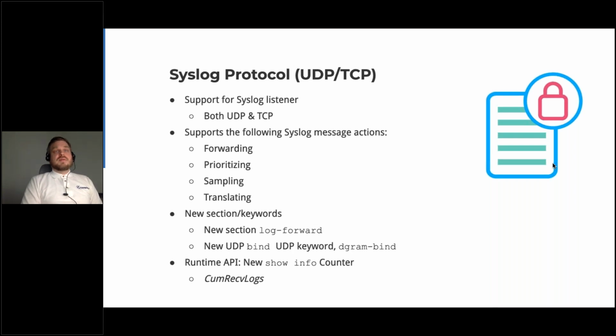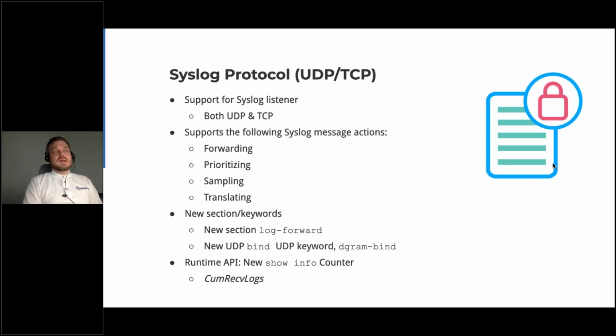Sampling allows you to forward 1 out of every 10 syslog messages to your backend syslog servers. Keep in mind, that was just an example. Sampling is highly flexible and completely customizable, and it ties in nicely with prioritizing because you could choose to sample info messages, but maybe you don't want to sample alert or higher. You can also translate messages from one format to another. So, for example, if your syslog messages are coming in with different formats, you can centralize them and translate them to RFC 5424 before sending them on.